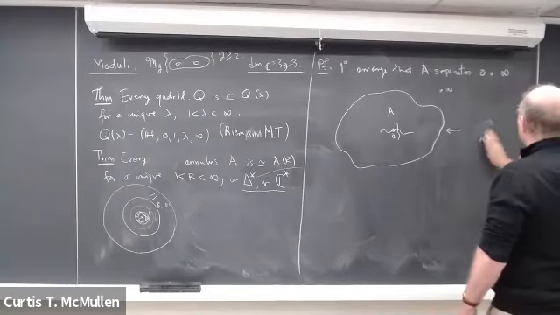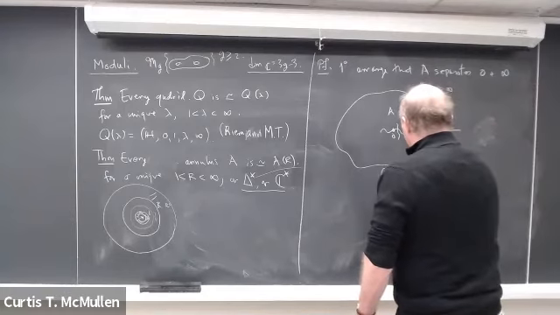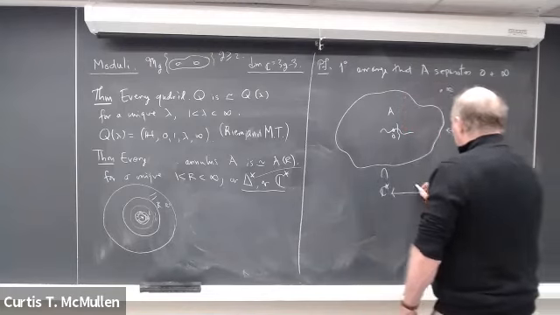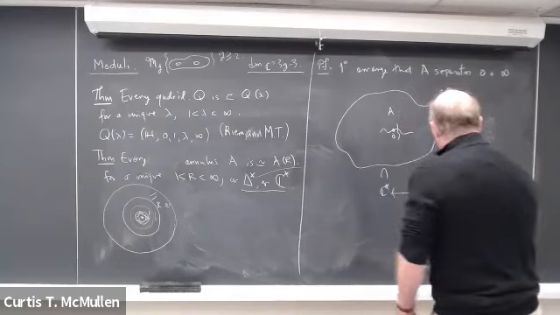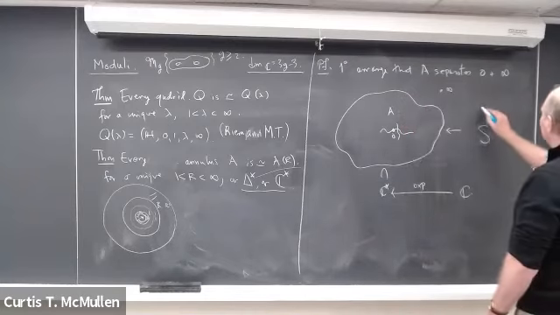So the annulus is now sitting inside of C star. The universal cover of C star is the complex plane by the exponential map. And so we just let S be the logarithm of A.